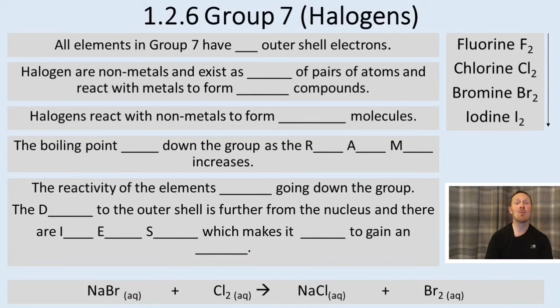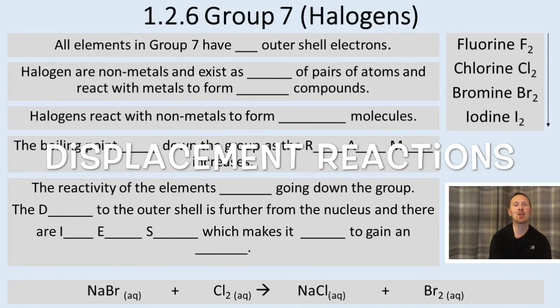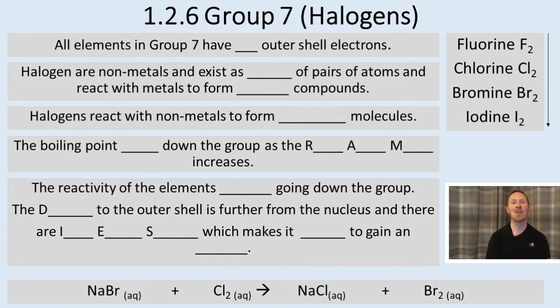When you consider then the relative reactivity of the halogens, you can compete them against each other. The competition is called a displacement reaction. So when we consider the reactivity of the halogens, chlorine in this example is more reactive than bromine. So chlorine atoms will kick out the bromide ions, forming bromine. The chlorine atoms will become chloride ions.